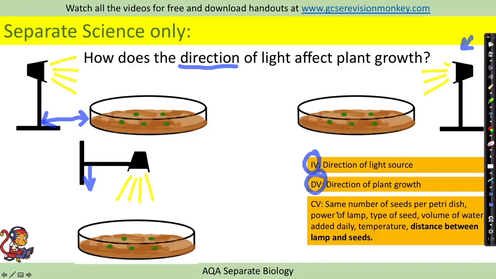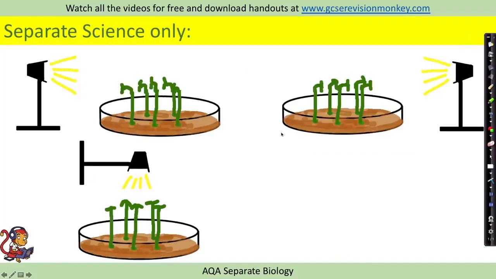Our control variables, important things as before, like the same number of seeds per petri dish, the power of the lamp, the type of seed, the volume of water added, temperature, and in this case the addition of an extra one, which is the distance between the lamp and the seeds. And then because of phototropism and the response to light, we would have the plant growing and changing direction towards the light source.